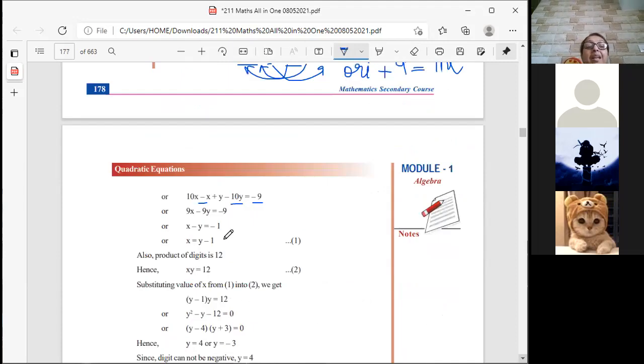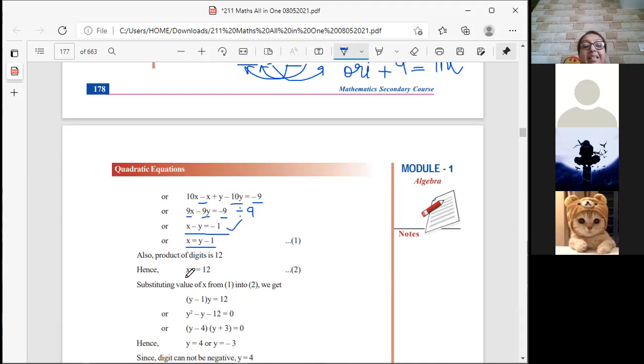Yes. Now 10x minus x will be 9x. y minus 10y is going to be minus 9y, and minus 9. Now you can see all three numbers are multiples of 9. Can I divide the entire equation by 9? What do I get? x minus y is equal to minus 1. Am I right? If I get this equation, can I say x is equal to y minus 1?